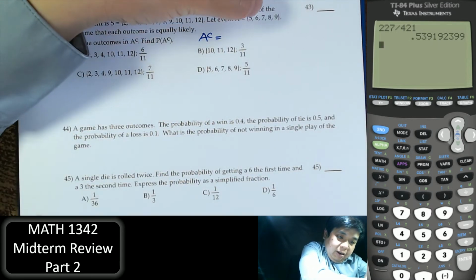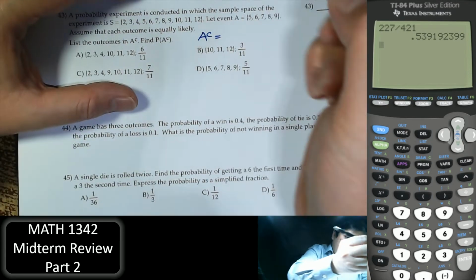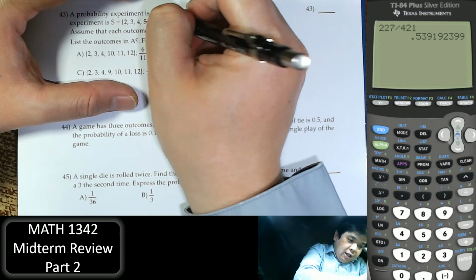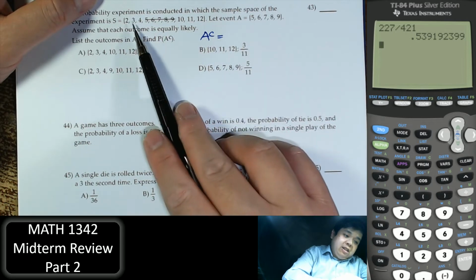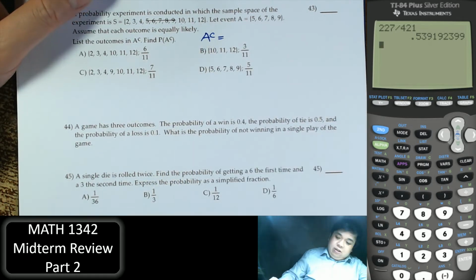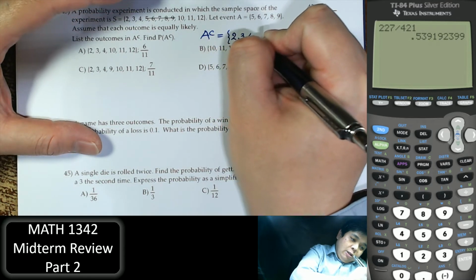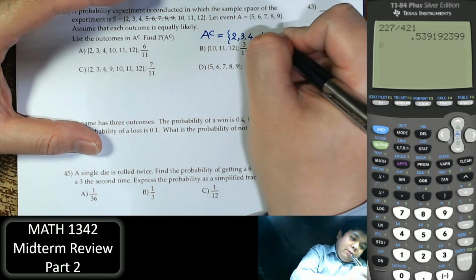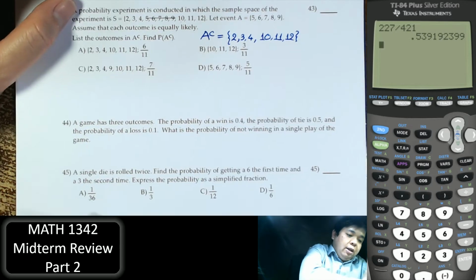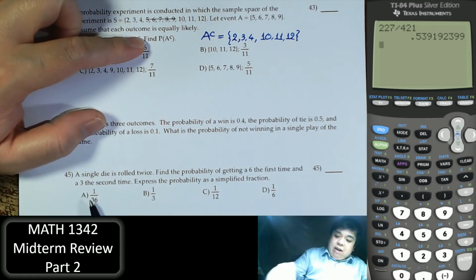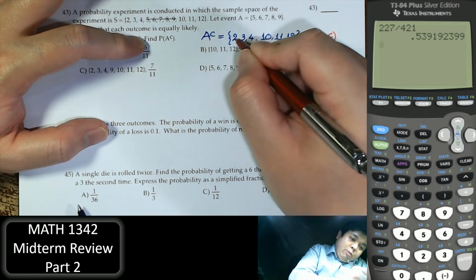So A we have 5, 6, 7, 8, 9. So on this list here, I'm going to cross out 5, 6, 7, 8, and 9. The complement will be everything outside of it. So 2, 3, 4, 10, 11, 12. And then find the probability of getting event A complement. And there are 6 of them.